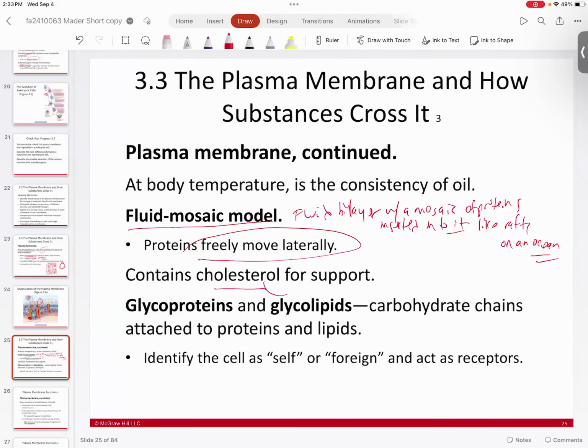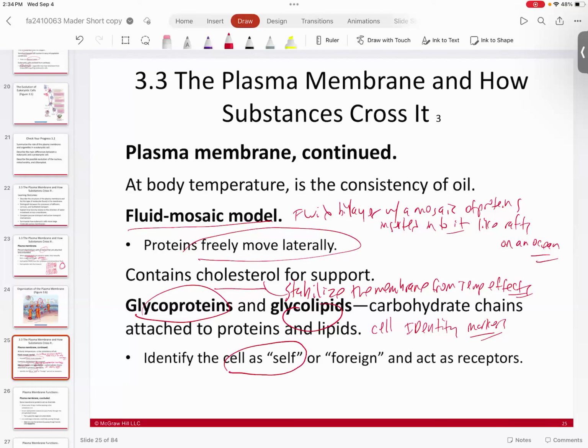So you'll have cholesterol to stabilize the membrane from temperature effects. And you have glycoproteins and glycolipids, which basically are cell identity markers. These glycolipids also allow your cells to distinguish self versus non-self. And they can act as receptors. So this is basically the basis of your immunity.